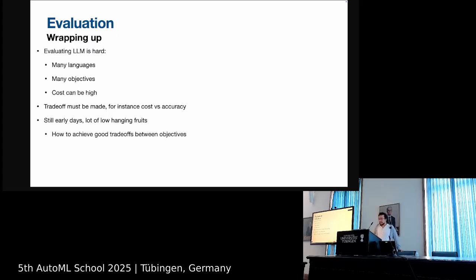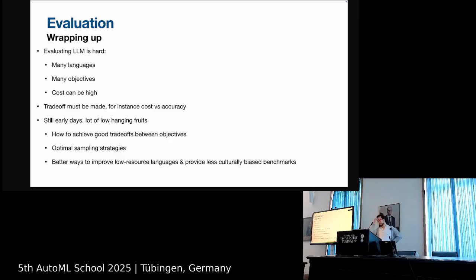There are a lot of things that can be done. So for instance, achieving better trade-off, using multi-objective optimization, finding optimal sampling strategies. So when you have a static benchmark with 100,000 examples, which one do you pick? Which are the most informative? Those sort of things.